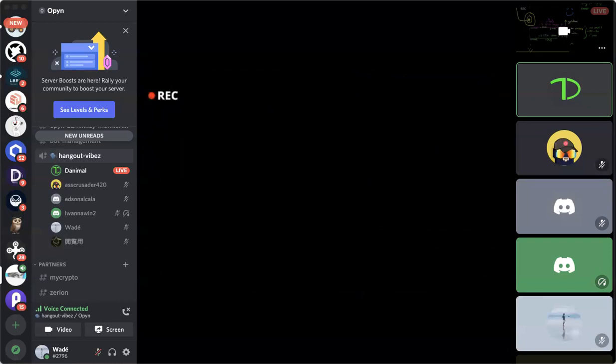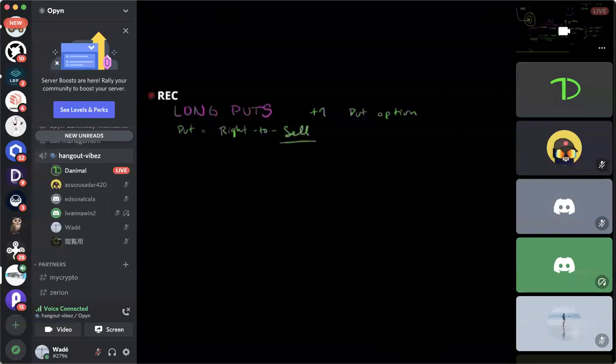So we're going to talk about long puts. This is just a +1 put option. That's it. Quick reminder, a put equals a right to sell. So we abbreviate that as RTS.